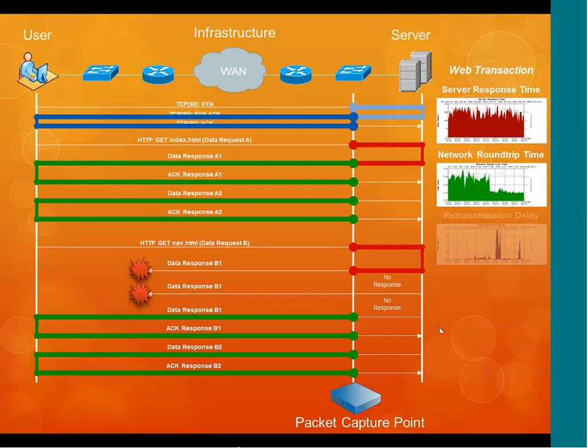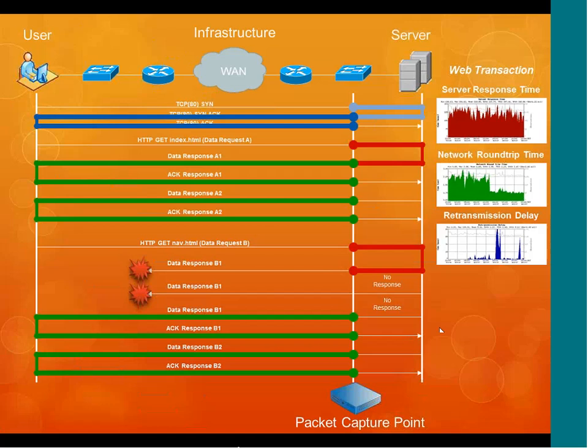Another metric that we look at is called the retransmission delay. Retransmission delay is the amount of time wasted because the server was waiting for a response that never came, okay? And in this case, we don't have any retransmission delay in the first transaction because there was no packet lost. And so the server wasn't waiting for an acknowledgement that didn't come because they all came.